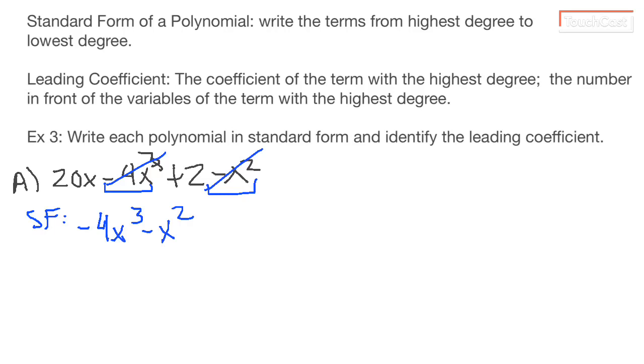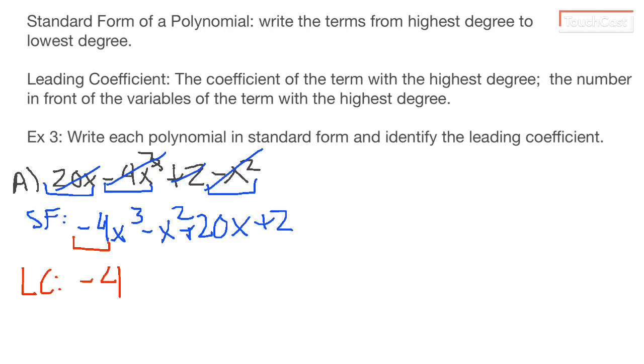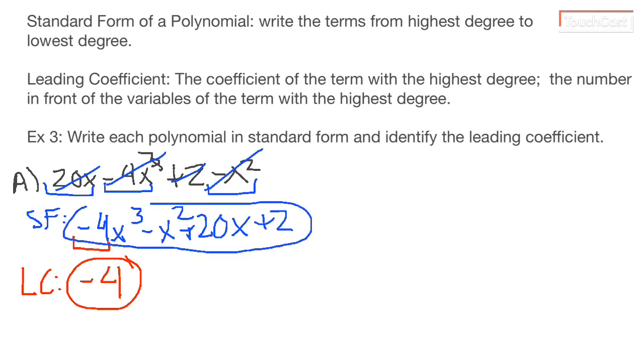And we're going to keep repeating this process until we run out of terms. It is going to be negative 4x cubed minus x squared plus 20x plus 2. The leading coefficient is the number in front of that first term with the highest degree. So our leading coefficient is going to be negative 4. So we've got that, and we've got our polynomial in standard form.